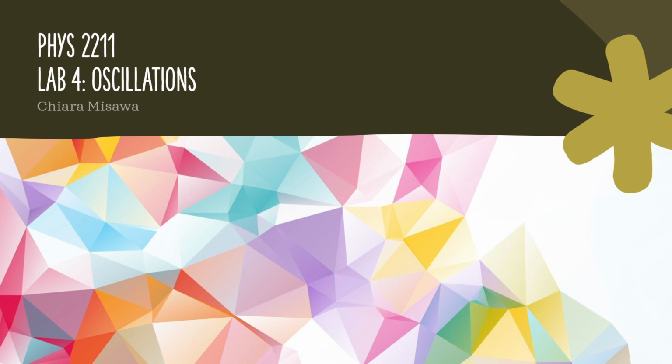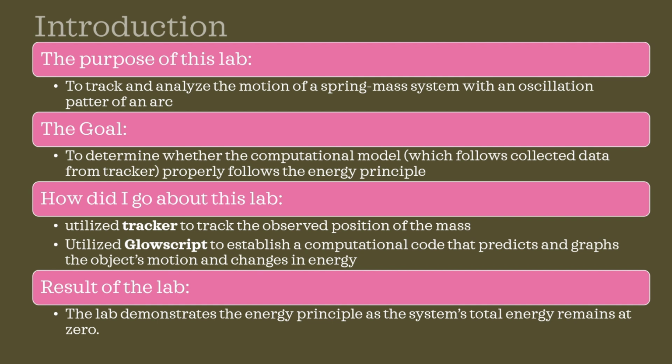Hi, so this is lab 4 of physics and we focus on oscillations. In the introduction of this lab, the purpose was to track and analyze the motion of a spring mass system with an oscillation pattern of an arc, and the goal was to determine whether the computational model, which follows the collected data from the tracker, properly follows the energy principle.